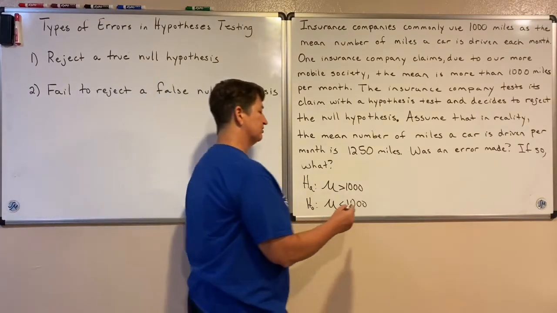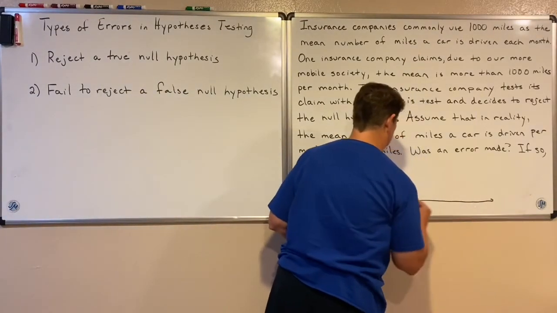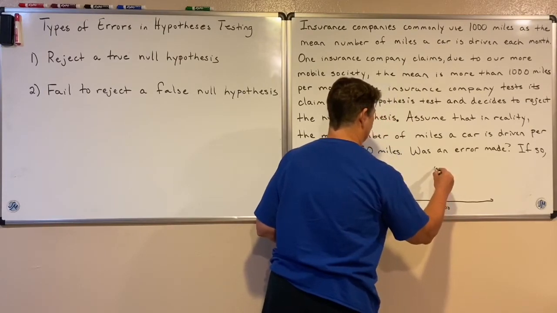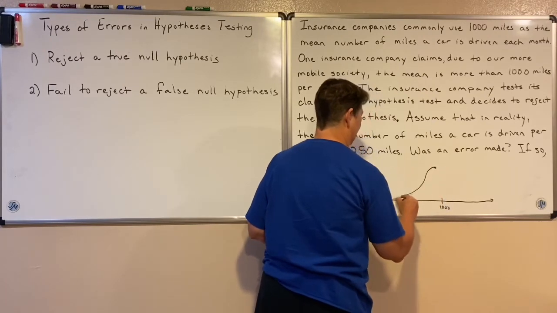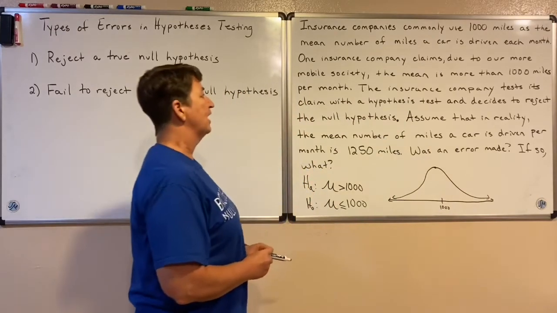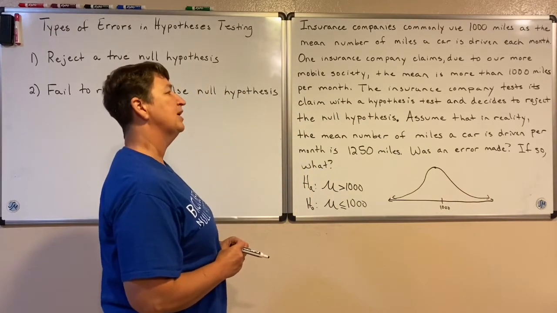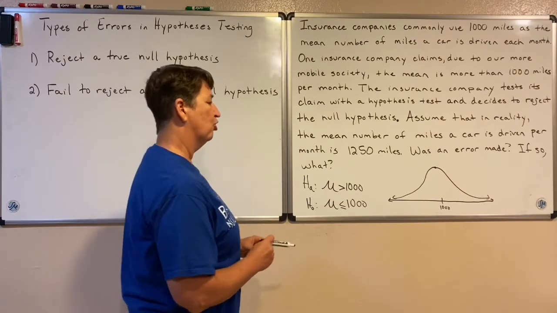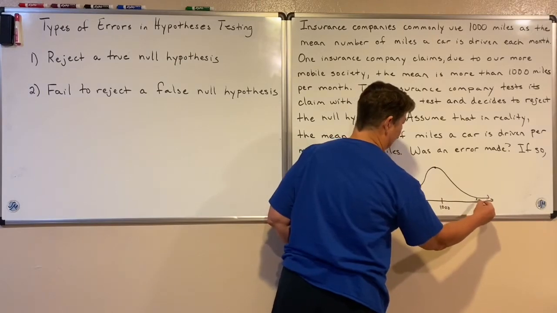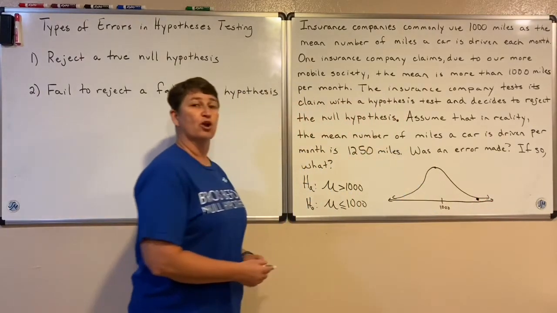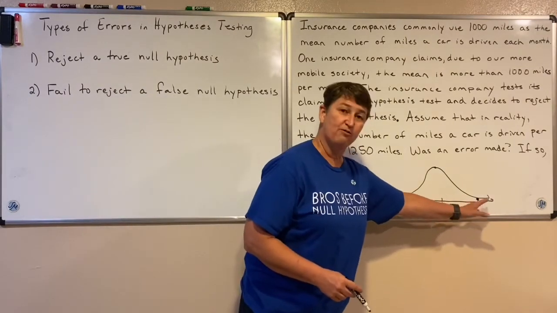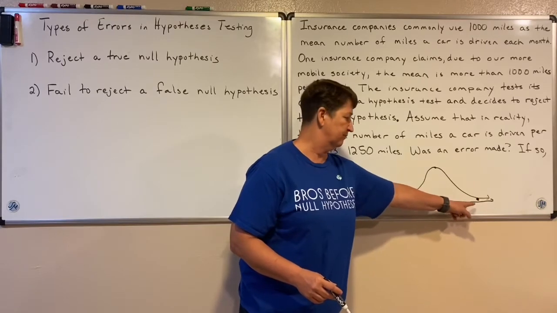So then the insurance company goes out and tests its claim. And remember that 1,000 is here, and we have some normal distribution that the statistic is going to be a part of, that sampling distribution. The insurance company tests the claim and decides to reject the null hypothesis. That means they had to have gotten some value way out there in what we will learn about as the rejection region. So they get some value that's way far out, that is statistically significant.